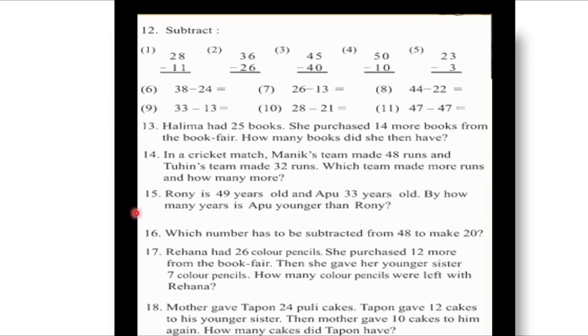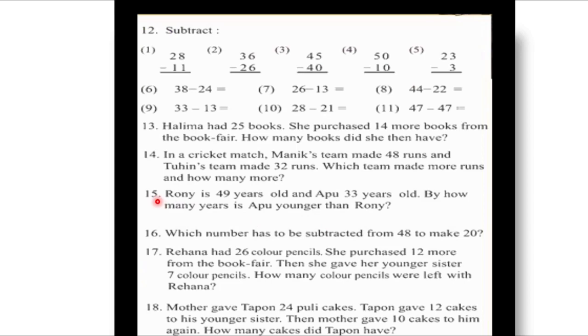Dear students, try to collect data from here. In the first line, we can see that Ronnie is 49 years old, where Oppu is 33 years old. So the question before you is: by how many years is Oppu younger than Ronnie? You can easily understand that Oppu is younger than Ronnie, but you don't know how many years younger Oppu is. If you want to know that, you should write this math systematically.